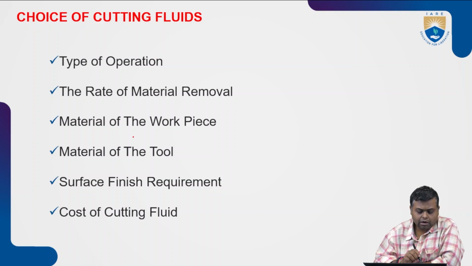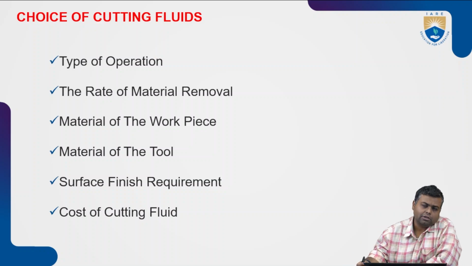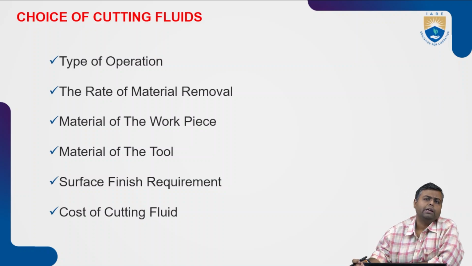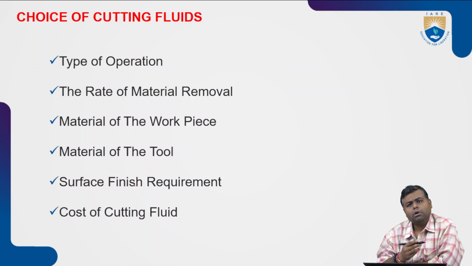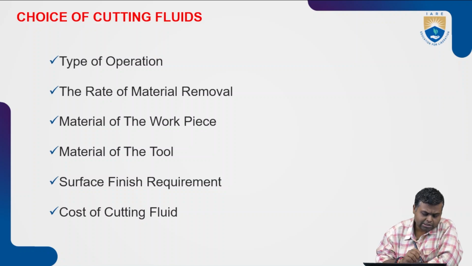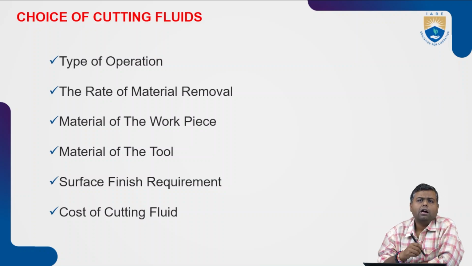Next is the material of the workpiece. In a sense, we have only two natures in the workpiece, that is ductile and brittle. So depending upon the type of material we are going to use, the choice of the cutting fluid should be carried out. Next is tool material. There are different n number of tool materials available depending upon the work material. We know the relation that the tool should always be harder than the workpiece. Similarly, the material of the tool will also affect the choice of the cutting fluid we are going to select.